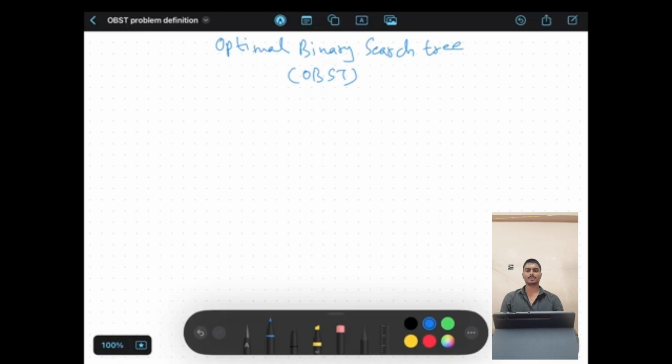So we are going to look into the problem definition, recurrence and an example for better understanding. So let's get into the problem definition.